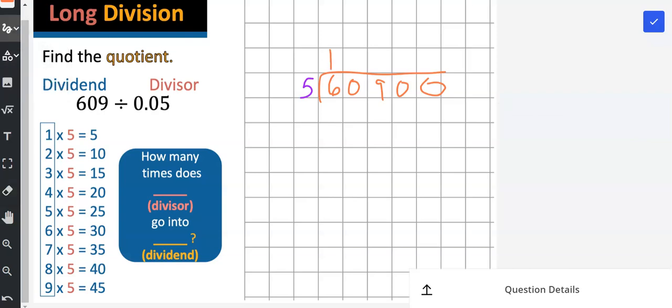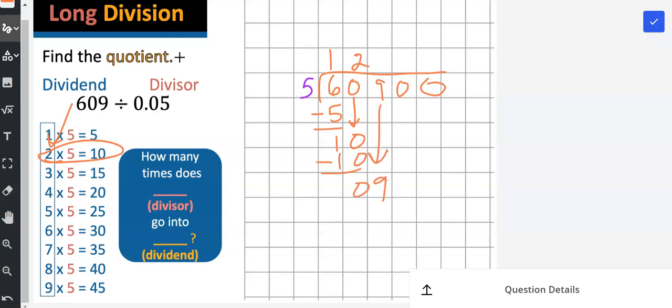Well, 5 goes into 6 one time. 1 times 5 is 5. Sister subtract, 6 minus 5 is 1. Brother bring down. 5 goes into 10. Well, that's exactly 2 times. So I put a 2 up here. Mother multiply, 2 times 5 is 10. Sister subtract. Brother bring down.